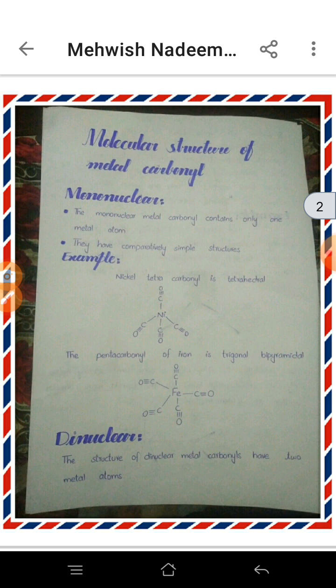Mononuclear metal carbonyl structure contains only one metal atom. These are comparatively simple than other structures of metal carbonyls. Examples of mononuclear metal carbonyl are nickel tetracarbonyl and the pentacarbonyl of iron. Nickel tetracarbonyl has a tetrahedral shape and the pentacarbonyl of iron has a trigonal bipyramidal shape. You can see that both examples contain only one metal atom.